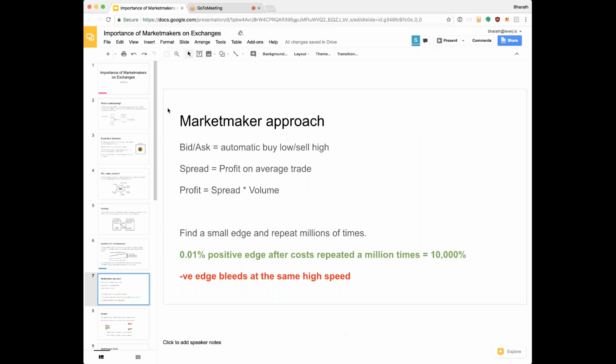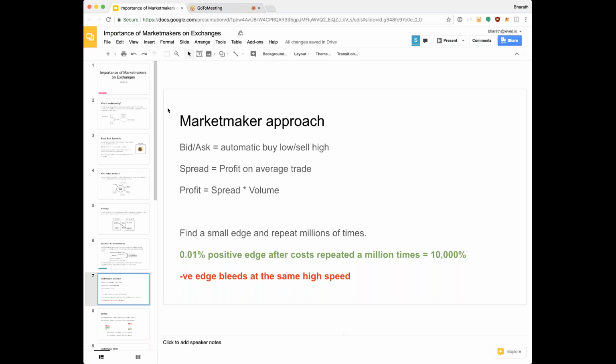Essentially, as you saw, for a market maker, their approach is very simple. They buy at a lower price and sell at a higher price, and the difference between those is essentially their profit. So as a market maker, they are on average always buying low and selling high, and as long as there is plenty of volume, at least mathematically they should be profitable, right?